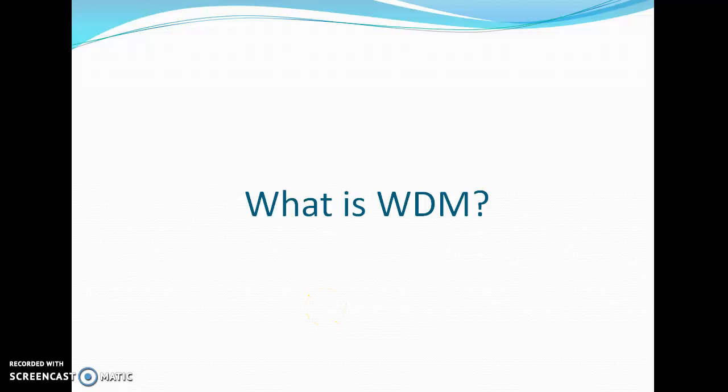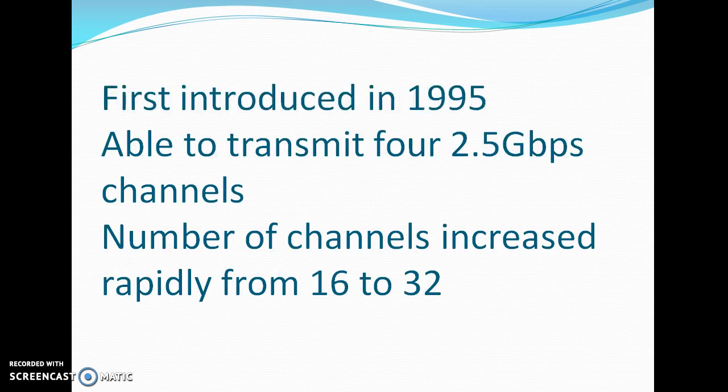Today we're going to have a look at what is WDM. WDM is the abbreviation for wavelength division multiplexing. It was first introduced in 1995. And when it was first introduced, WDM was only able to transmit 4 2.5 gigabits per second channels.